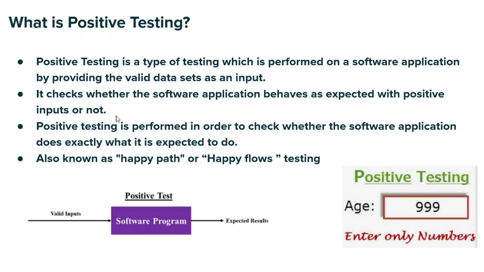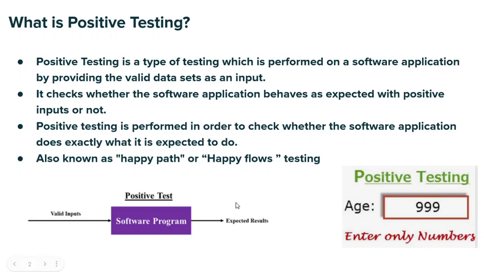So we have to check whether the software application behaves as expected with positive inputs or not. Positive testing is performed in order to check whether the software application does exactly what it is expected to do. That is also called checking the happy flows. Whenever we get any new build, we should check the happy flows first. Happy flows will verify whether all the positive flows are working correctly or not. That is called happy path testing or happy flows testing.